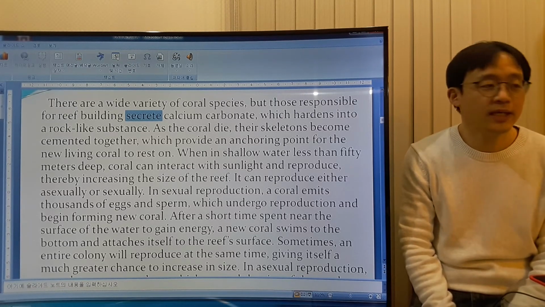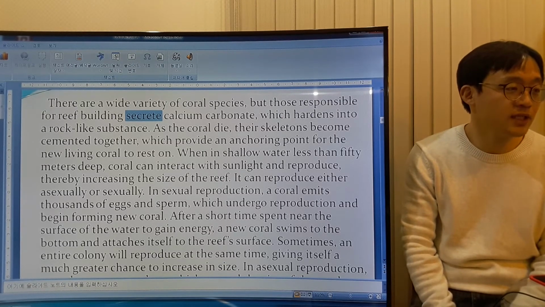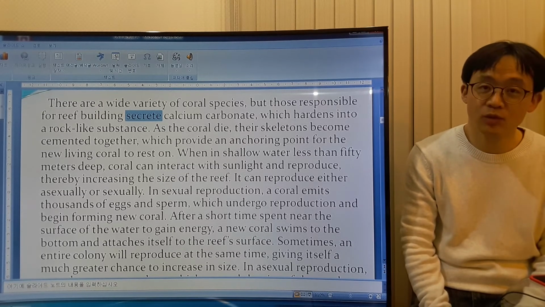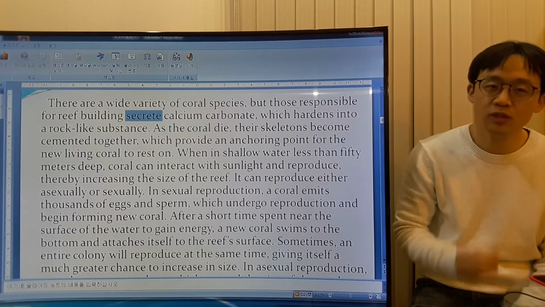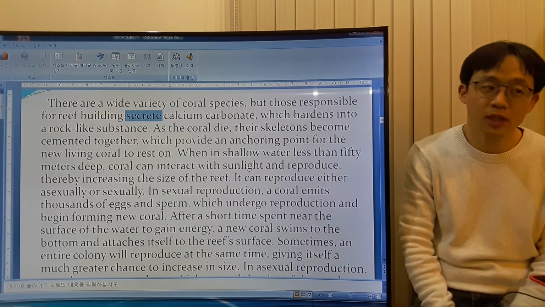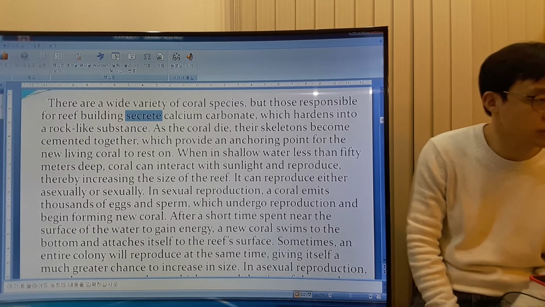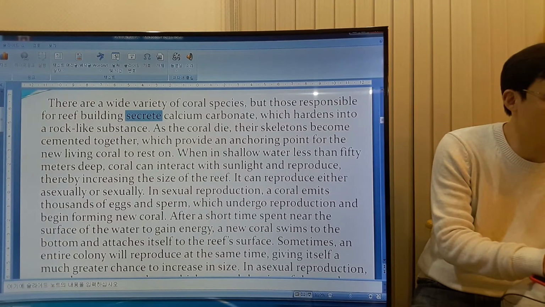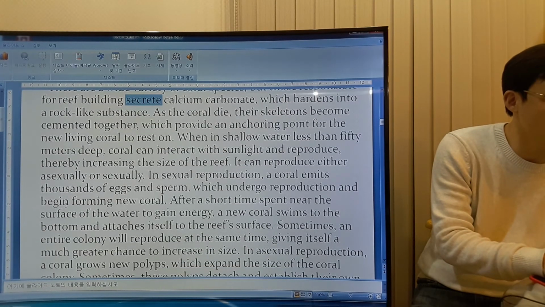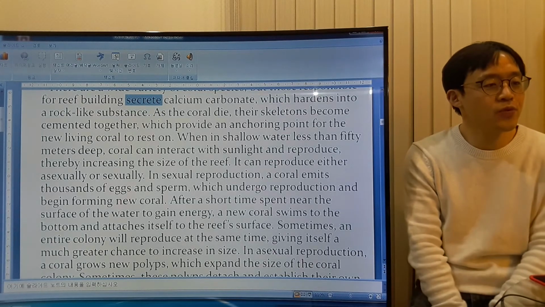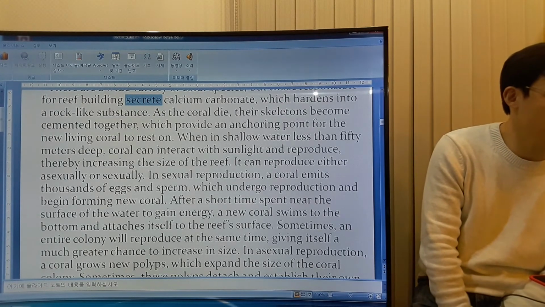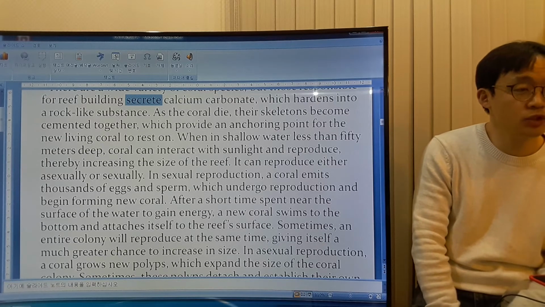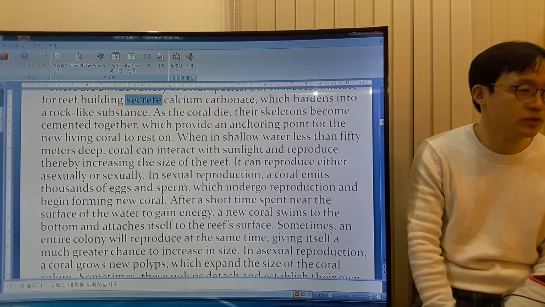It can reproduce either asexually or sexually. Asexual means not involving sexual activity. Sexually means involving sexual activity, which is the activity to reproduce, of the animals. In sexual reproduction, a coral emits thousands of eggs and sperm, which undergo reproduction and begin forming new coral.